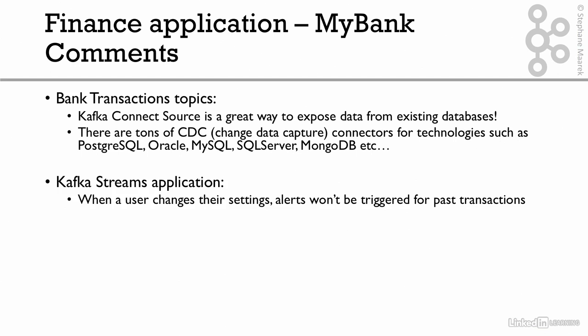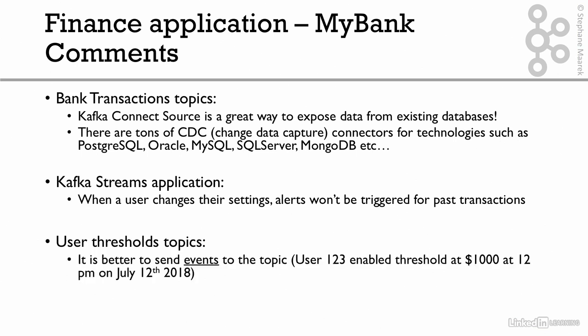Now the Kafka Streams application, basically when a user changes their setting, the alerts won't be triggered for past transactions because we only read from the new transactions onwards. And for the user thresholds topic, I would think it's better to send events to the topic than sending states. So for example, user 123 enabled threshold at $1,000 at 12 p.m. on July 12th versus just user 123 threshold 1,000, which is a bit more stateful and just assumes that we won't need that information in the future, which I think is wrong.